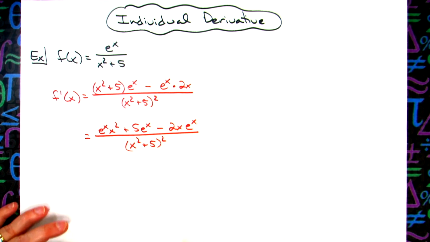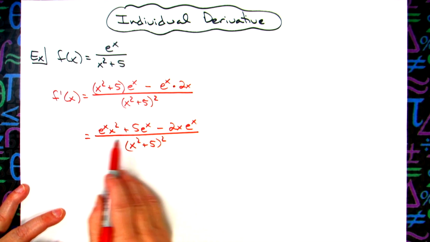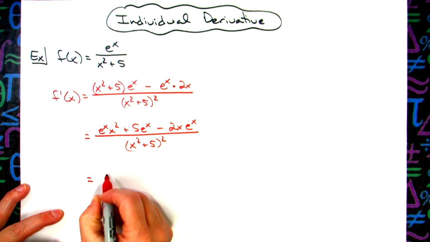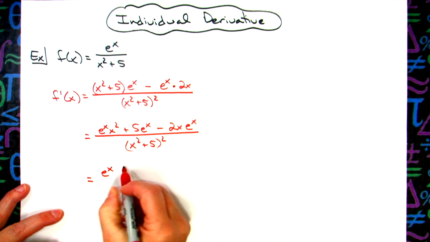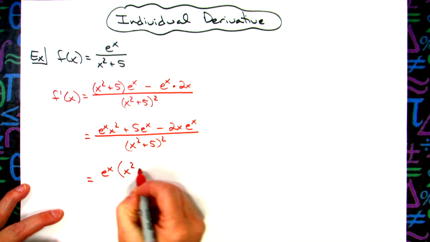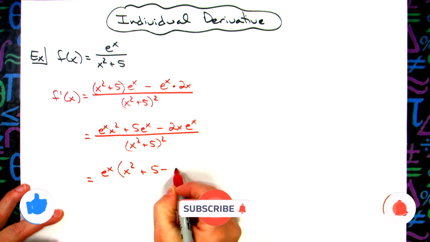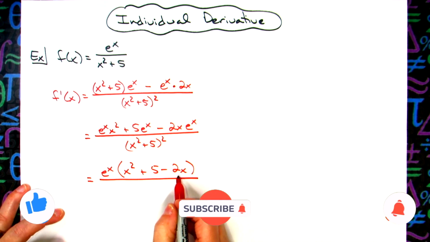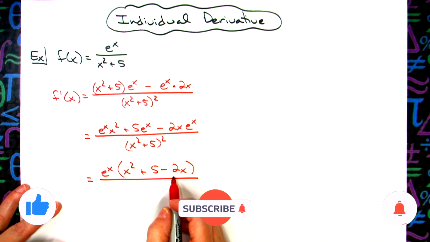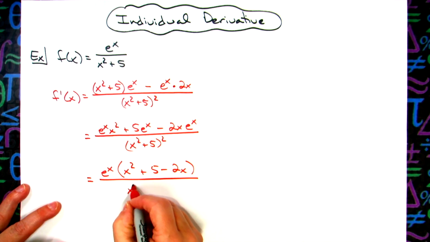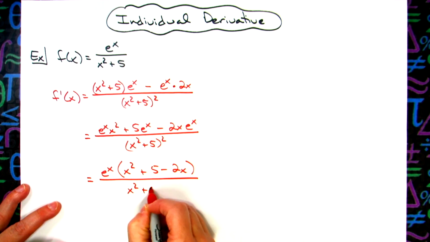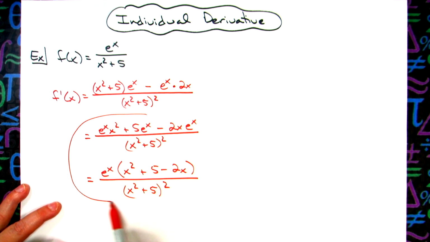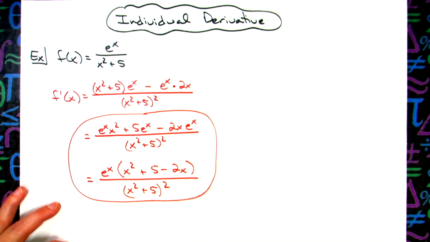You can stop, or you can go ahead and factor that numerator. There is an e to the x in each one of those terms, so technically we could factor that out, e to the x. That would leave us with x squared plus 5 minus 2x. And you could even put those in descending order so that it looks more like a quadratic. The denominator would remain the same, x squared plus 5 to the second power. All right, so technically either one of those answers would be sufficient.